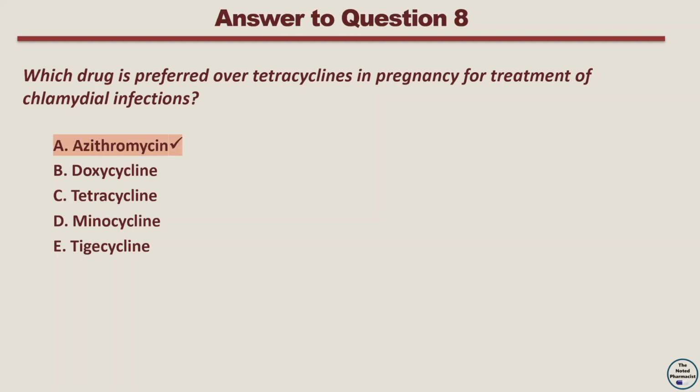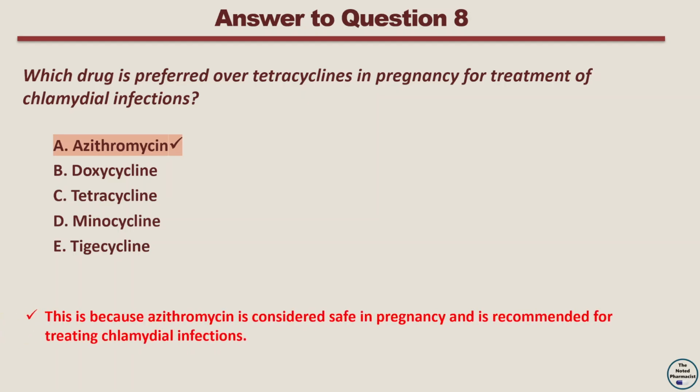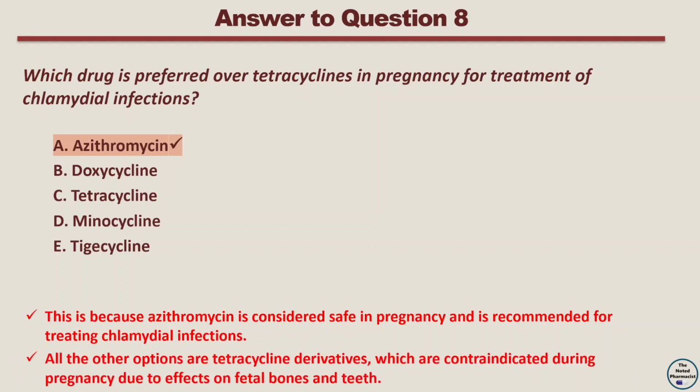The correct answer is option A, azithromycin. This is because azithromycin is considered safe in pregnancy and is recommended for treating chlamydial infections. All the other options are tetracycline derivatives, which are contraindicated during pregnancy due to effects on fetal bones and teeth.